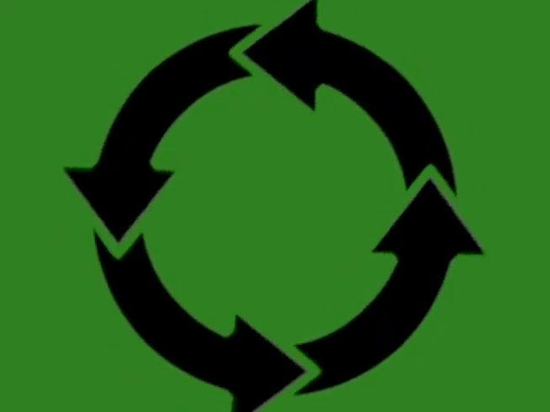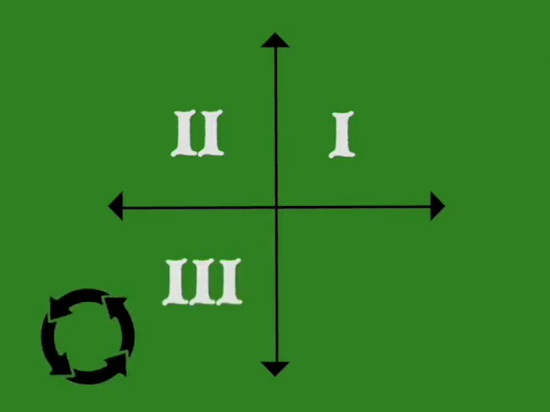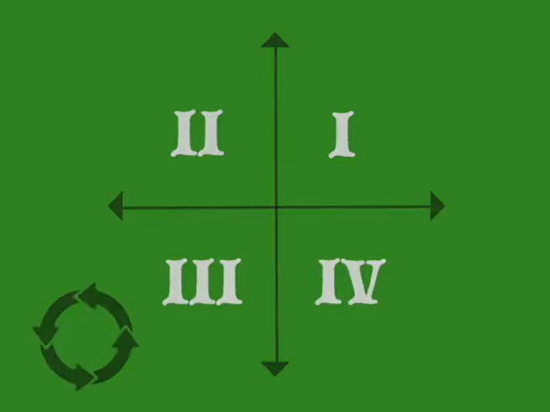There are 4 quadrants in a graph. They number counterclockwise, starting from the positive x and positive y value. 1, 2, 3, 4. Now we are going to learn how to connect the points on a graph.